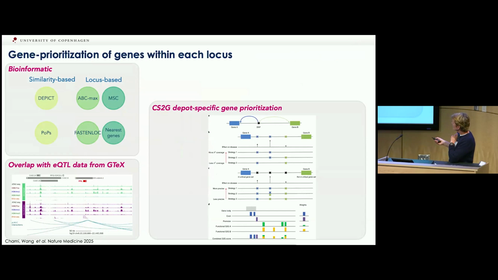So combining, we then did a variant to function prioritization, bioinformatically overlaid with GTEx data, and then in collaboration with Melina, also using CS2G.